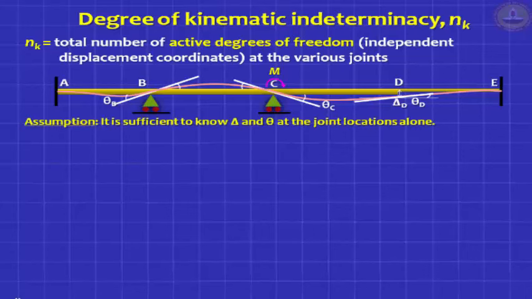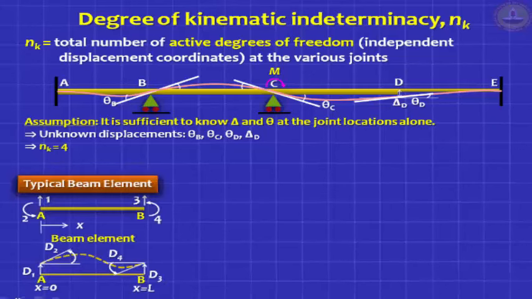And you may ask the question, but there are many other unknowns. Say in the middle of CD, I don't know the deflection or the slope. Well, the argument is you don't need to know. If your objective is to find just the bending moments, you don't need to know. And if you want to know, you can always find out. How do you find out? So let's find out how that happens.